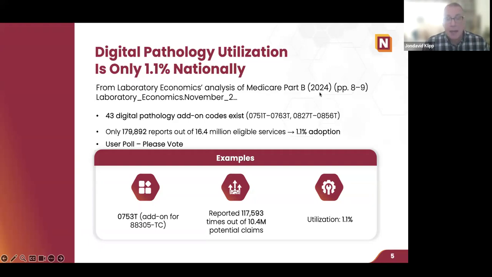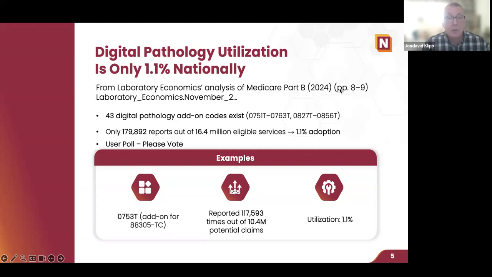So, for example, 88305 has an add-on code, and if you have digitized a slide for 88305, and then the pathologist has read the interpretation from a digital image that you digitized, then that would show utilization of digital pathology for 88305. And they've done it for 88305, 88304, all of the major pathology codes. So anyway, we analyzed what's the actual utilization for all these 43 codes.